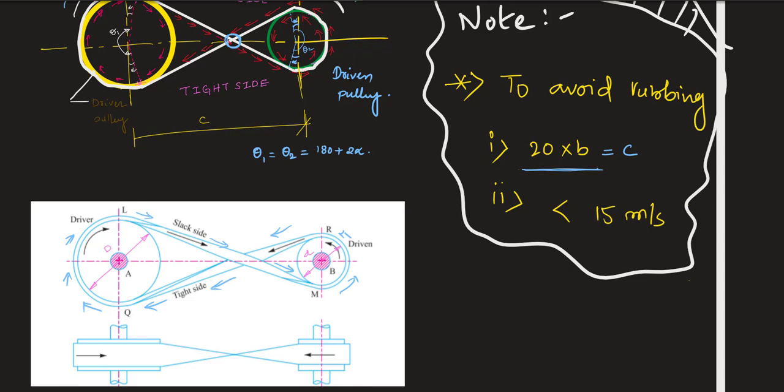To avoid this rubbing, generally the center to center distance C is maintained at 20 times the width of the belt. So, to have less rubbing action, a standard condition is followed: C equals 20 times B. Also, the velocity of the belt should be less than 15 meters per second.